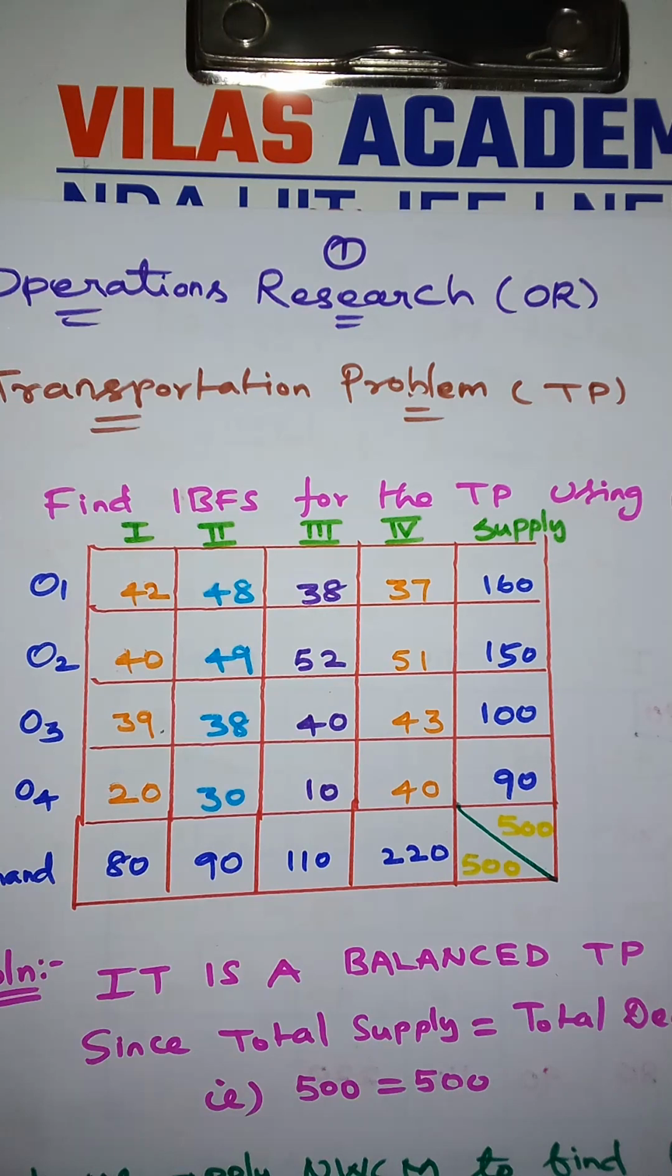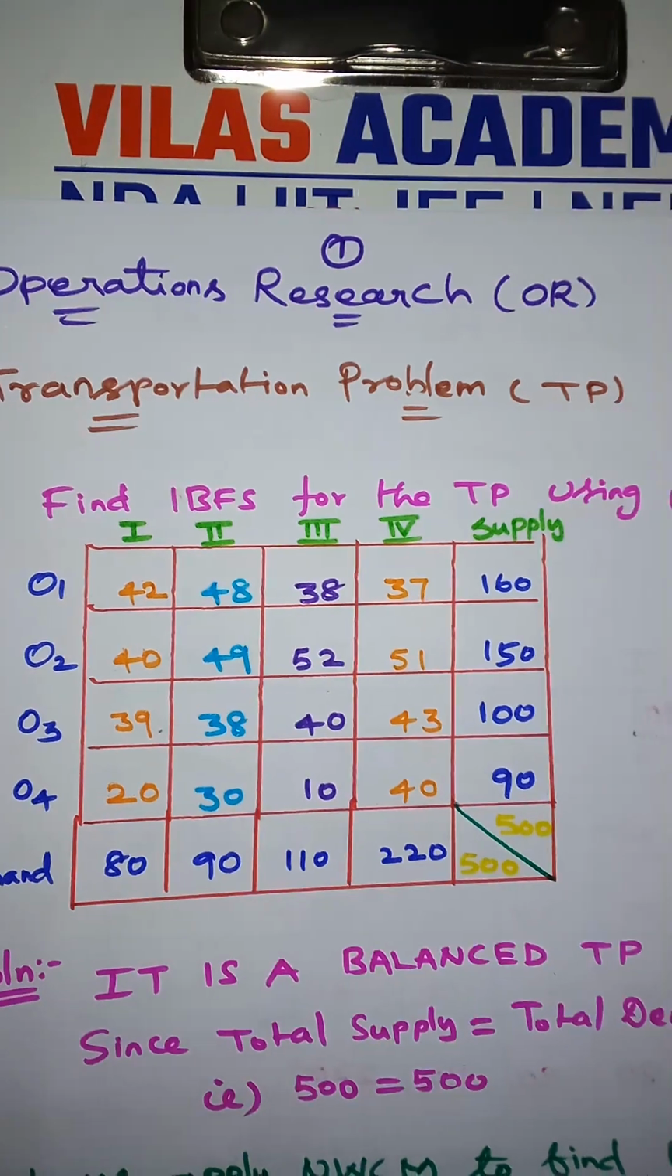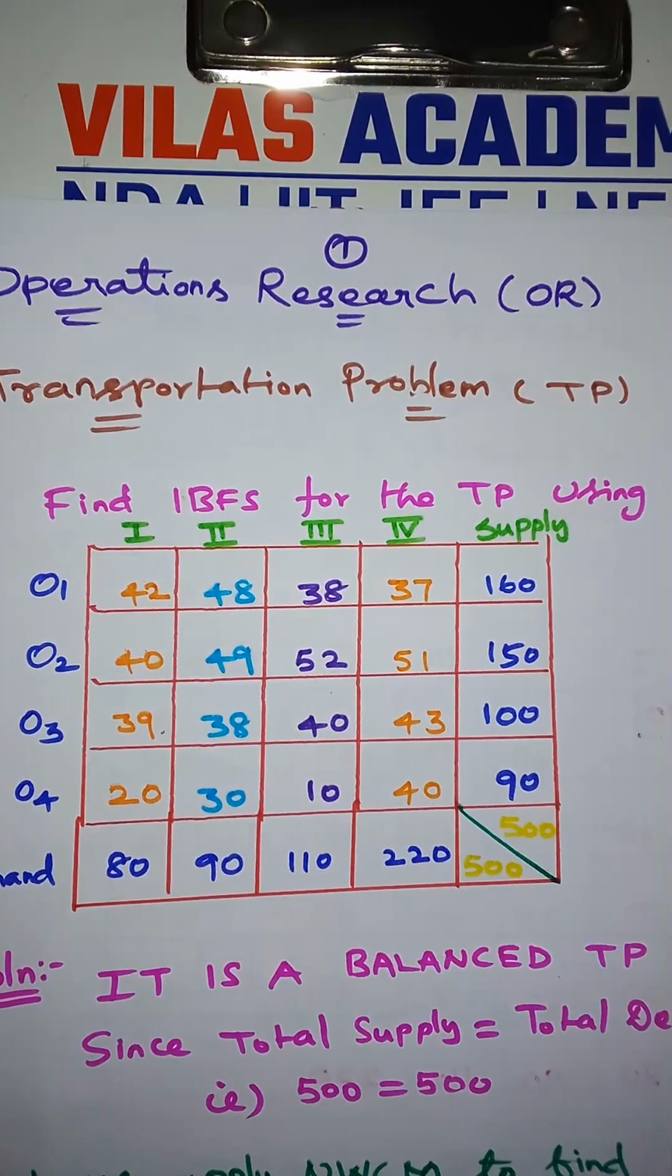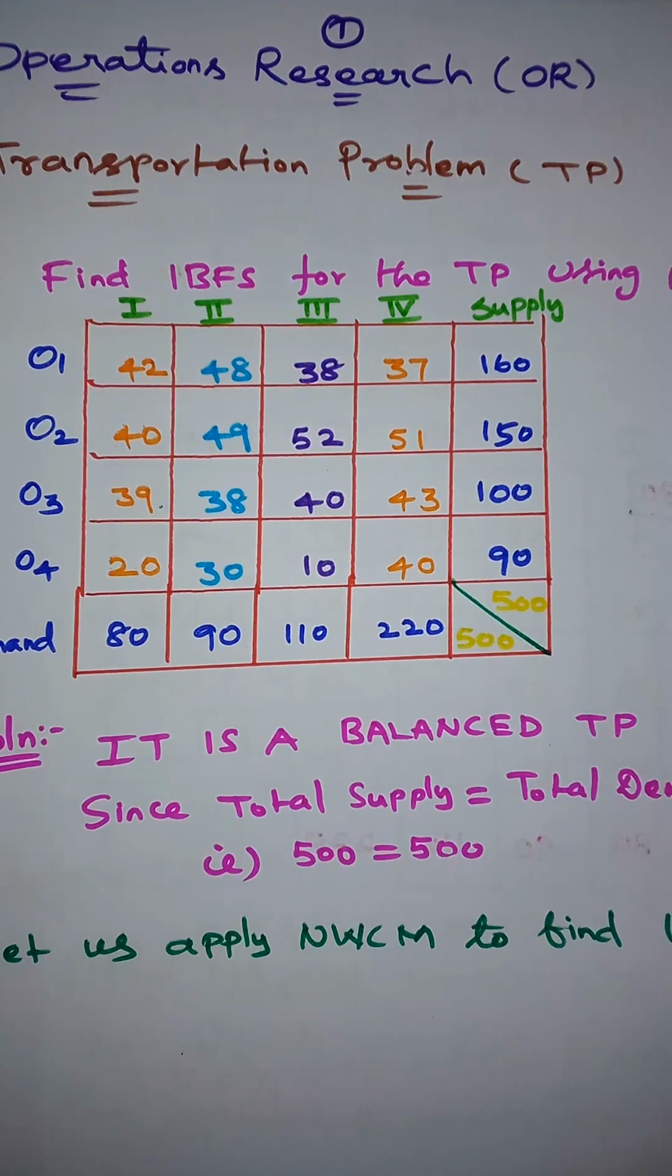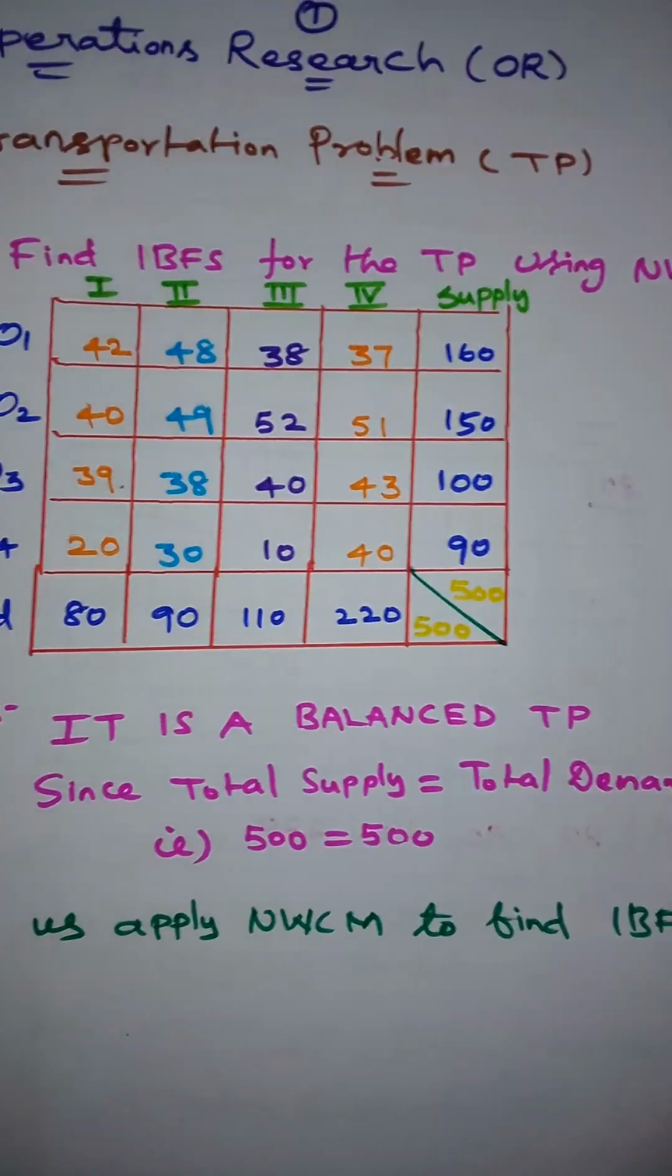There are four rows and four columns. Supply and demand are given. First of all, don't bother, this is the very easiest problem, as I have already told you. So listen. First we have to check whether the total supply and the total demand are equal. This is the primary work. Here in this problem, the total demand and the total supply are 500. So let us find the initial basic feasible solution using the northwest corner rule.